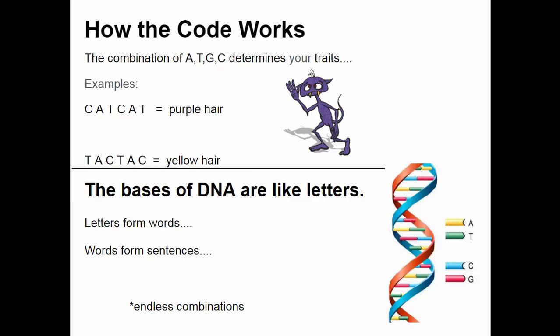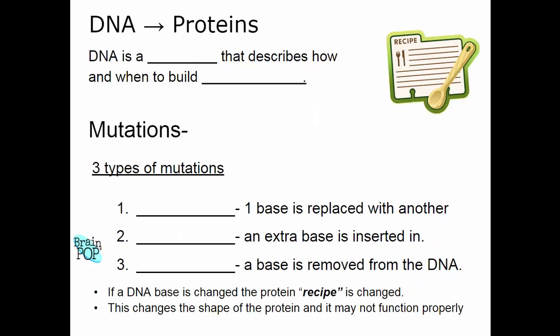So the letters of DNA are like letters in the alphabet. They can form words depending on the order, and then those words can form sentences. Even with just four letters, you have basically a limitless combination of patterns. And that's why just four letters make humans and bacteria and fungi and plants, because they have these different arrangements of those. So what do those letters actually do?